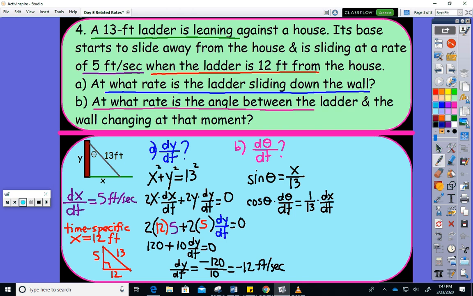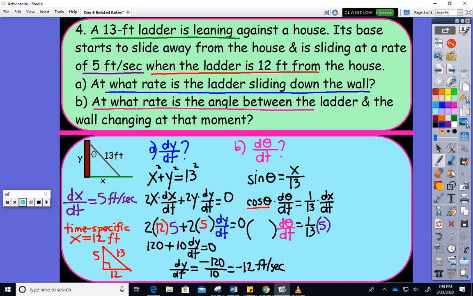D theta/dt, keep in mind, that is my unknown. All right, the 1/13, and I'll come back and figure out cosine theta in a minute. Dx/dt, you already know, is 5. So I can plug in some of this information from the previous problems. So the issue is, what do I do with this cosine theta? Well, remember, go back to your time-specific picture.